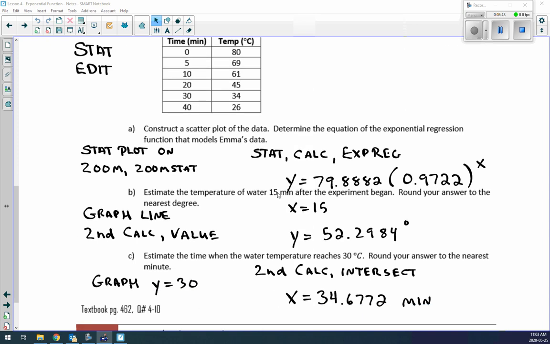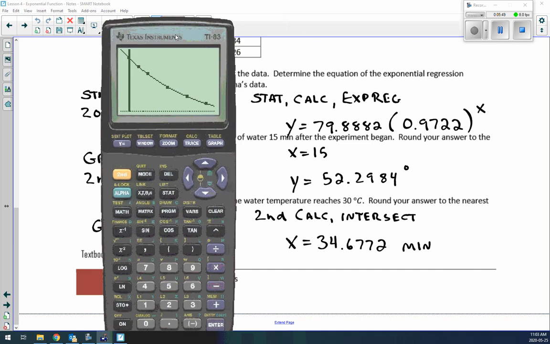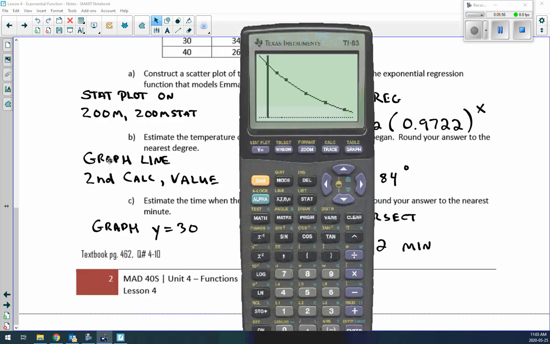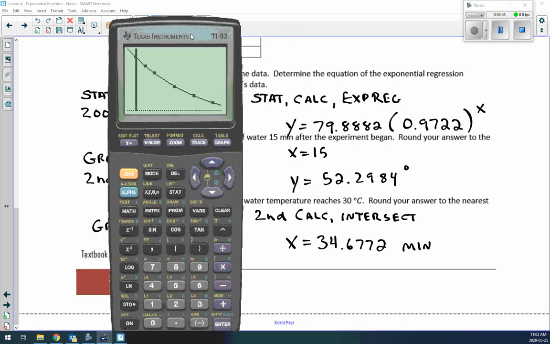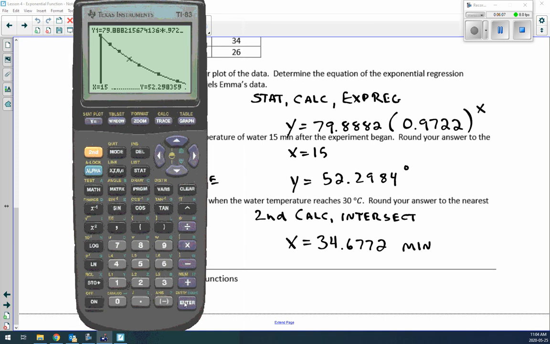Okay, so let's go to the next question here. Estimate the temperature of water 15 minutes after the experiment began. So what we can do is this second calc one, we can put in the x value. You can look, all the instructions are on your sheet there. So go to second calc, hit value, hit x equals 15, hit enter, and that should give us a value of 52.2984 degrees, right? Nice and easy. Interpolation because it's within the graph.